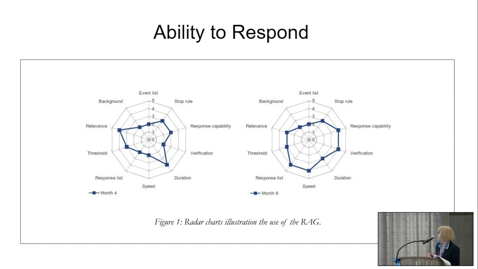So this is an ability to respond, and this is, again, radar charts, but you can see the facets are listed. For example, the facets include the event list, where there are standard responses for that particular system, what is the response capacity, how long can it be sustained, and what's the threshold for response. And again, you can see you've got month 4 and month 8, and they look different based on the various facets of the ability to respond.